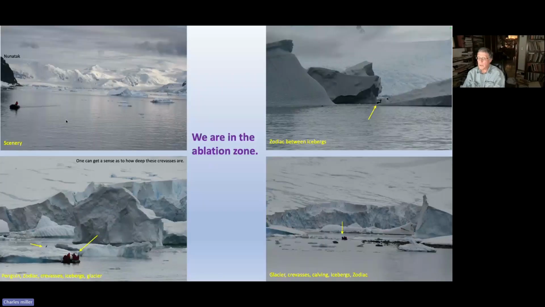So now I'm going to go into several sets of images here. And we're in the ablation zone. And all glaciers, as you know, have two major zones, the accumulation zone and ablation zone. And what results in the ablation zone are icebergs. And you see quite a few of these, varied in size and shapes. And then the question is, why do we get icebergs? I mean, it's intuitively obvious that they're here. And so we want to discuss that a little bit.